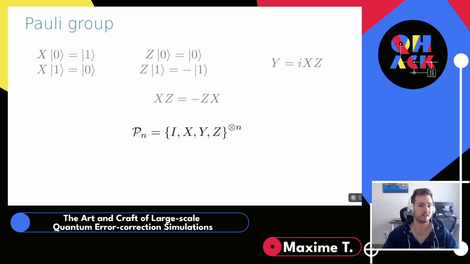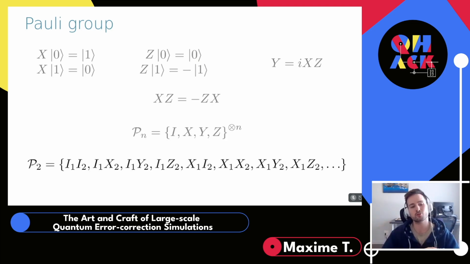Now if we want to scale to a larger number of qubits, let's say n qubits, we will consider an extra operator, the identity, so doing nothing, and we can construct the n-qubit Pauli group, which is just strings of these operators of length n. So for example, the 2-qubit Pauli group looks like this. You have identity on 2 qubits, identity on the first and X on the second, identity on the first and Y on the second, and so on. There are 16 operators like this for the 2-qubit Pauli group.